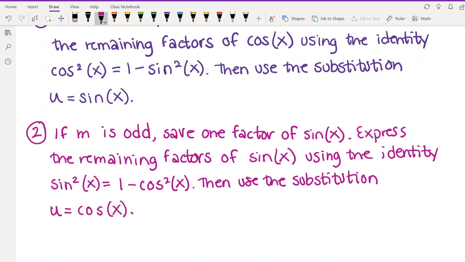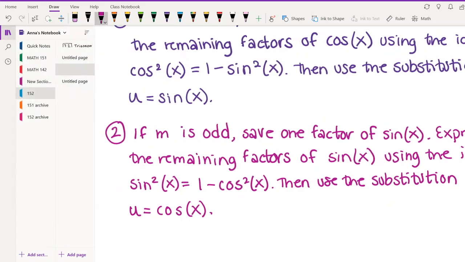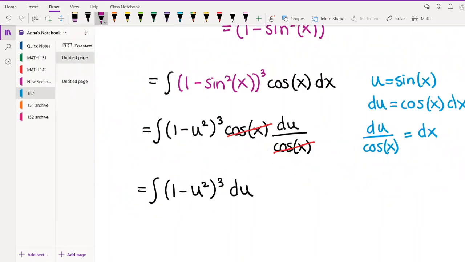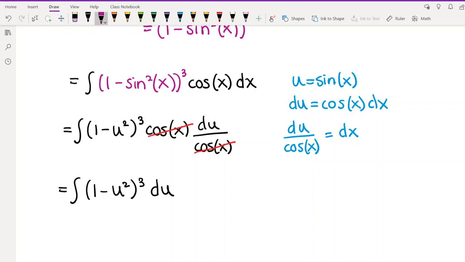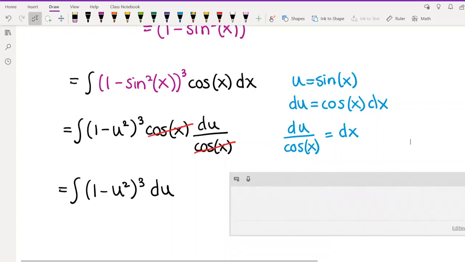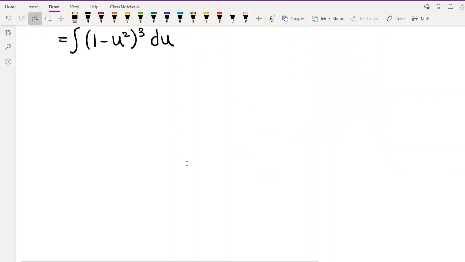And by the way, if they're both odd, then you can do either one. So it doesn't really matter which one you choose if they're both odd. But if only one of them is odd, then it kind of forces you to go one way or the other. So let's just real quickly look at an example of what happens when sine and cosine are switched. I don't want to spend too long on this because it is very, very similar to what we've already seen.